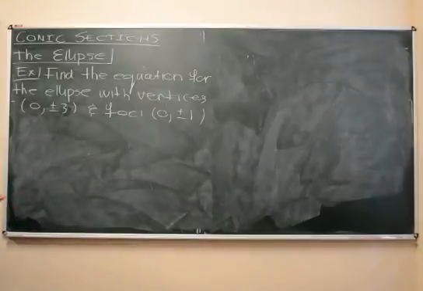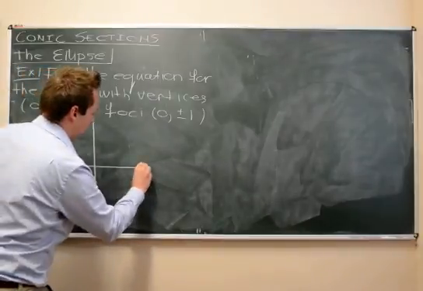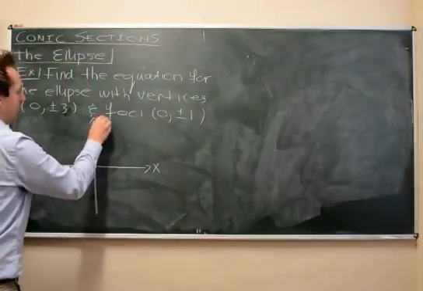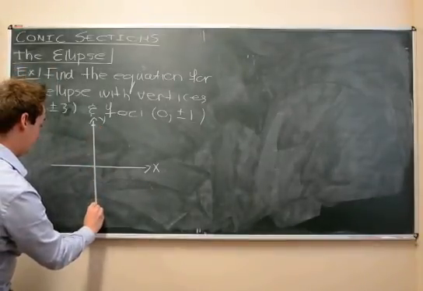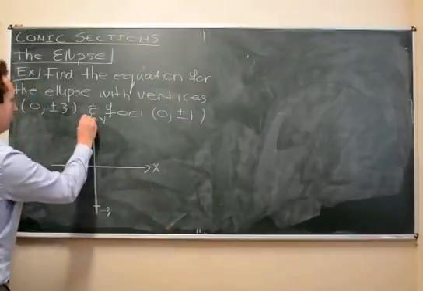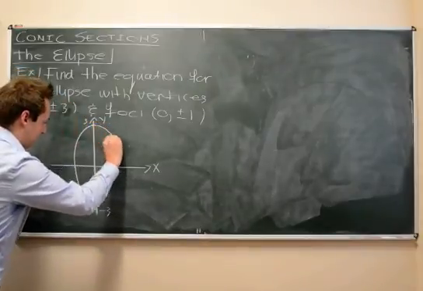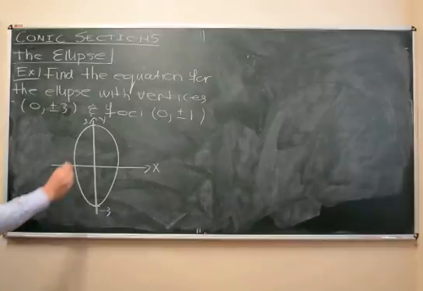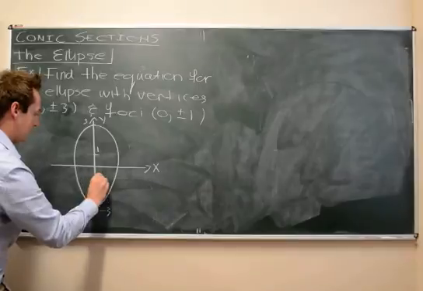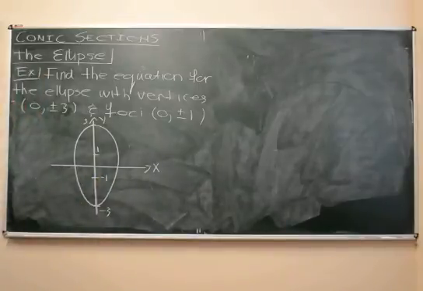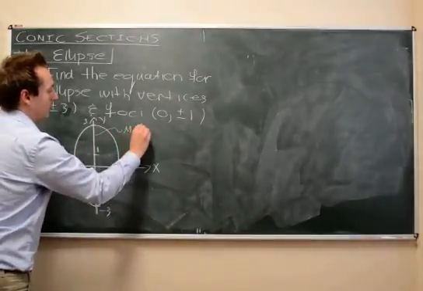Right, so if you draw a sketch over here, and then here it's 3 and minus 3. Those are our vertices, and our foci sit here, so over there at 1 and at minus 1. So what this tells us is that the y-axis is our major axis.